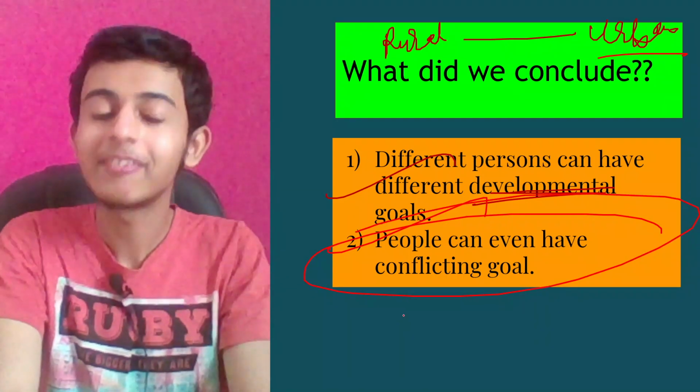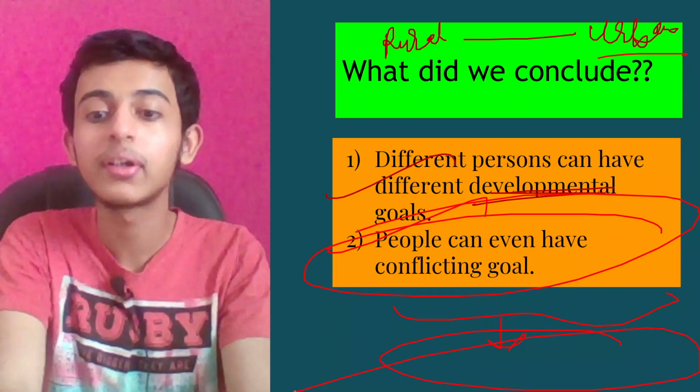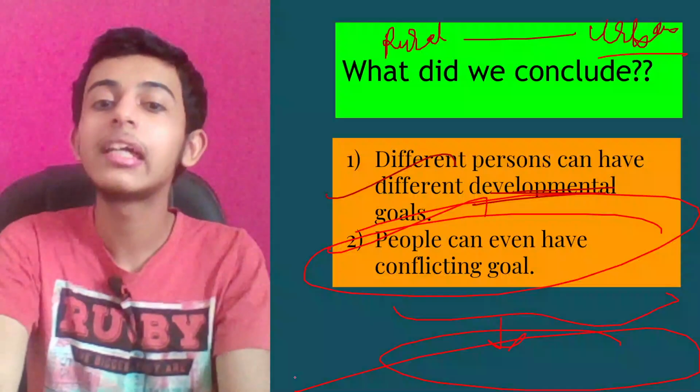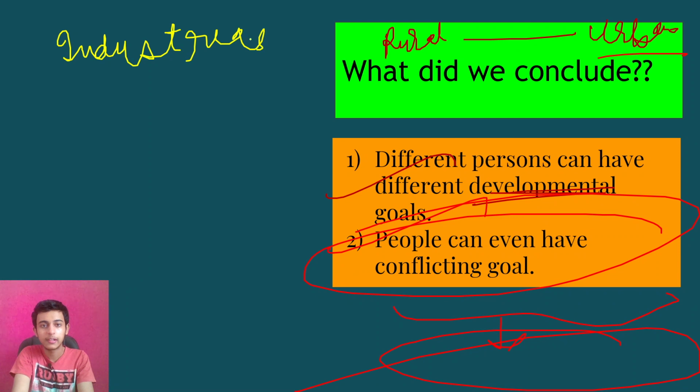What might be the developmental goal for one person can be destructive for the other person. I gave you an example. Let me give you an example also. Last year when I was teaching this chapter, I gave you the example of industrialists and tribals.